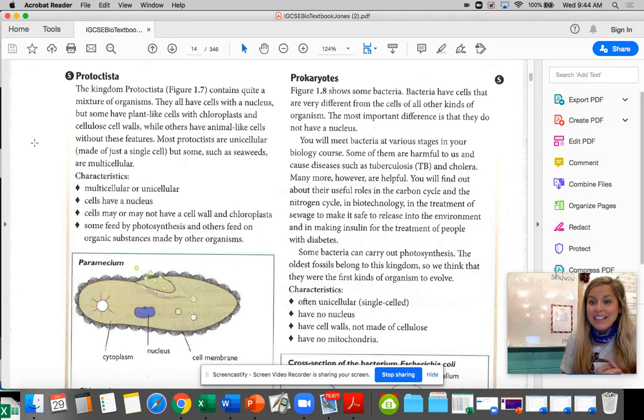And then finally, for our 5th and final kingdom, we have the kingdom prokaryotes, which is where all of our bacteria fall. Characteristics of bacteria are that they are often unicellular, so single-celled. They have no nucleus. They have cell walls, but not made of cellulose. And those cell walls are actually what makes antibiotics so effective, and we're going to learn about that in later units. And then bacteria also have no mitochondria. So those are the characteristics of prokaryotes, our 5th and final kingdom.